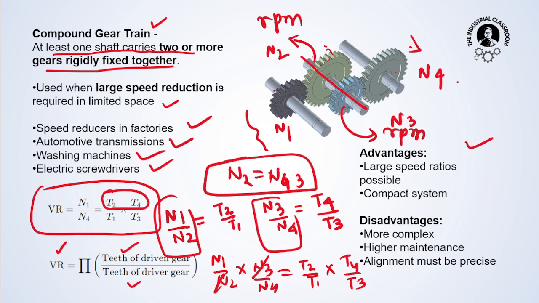Now, what are the advantages? We see that large speed ratios are possible, and the system is also compact, since most of the gears are engaged with each other on a single shaft. The disadvantage is that it is more complex and requires higher maintenance. The alignment must also be precise.